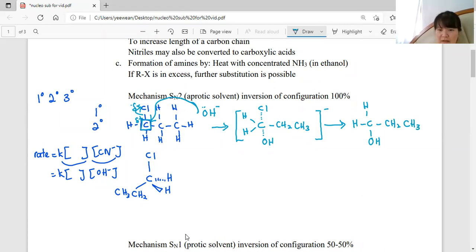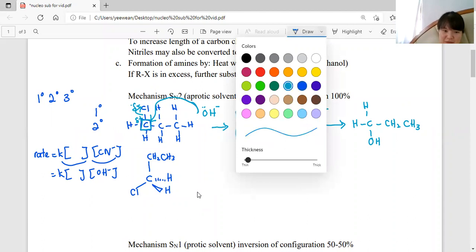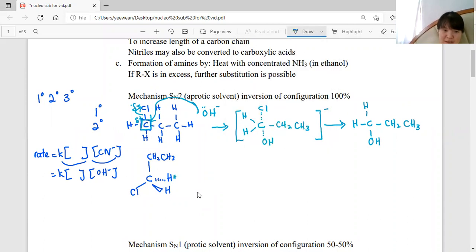So you're gonna get propan-1-ol. Okay, to make it clearer how this nucleophilic substitution happened, I'm gonna draw it in this way so that you can see that the product is in its mirror image. So I'm going to put a star on one of the hydrogens so that you have 4 different items here. It's CH2CH3, a Cl, an H, and an H with a star.